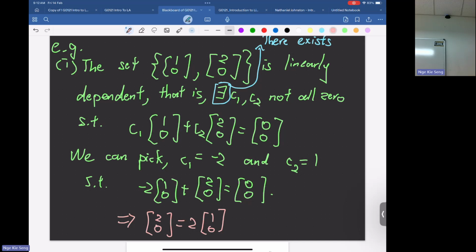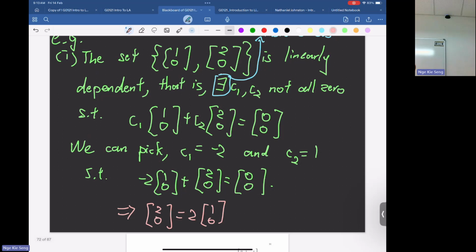That's why we look at this homogeneous equation, because we can move the other vectors to the other side. Is it dependent or not? If one vector is dependent, there is a relation. If all the C's have to be 0, then there is no relation. Let me give you an example.